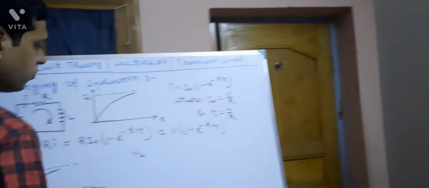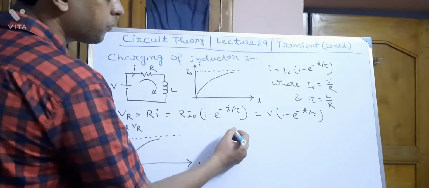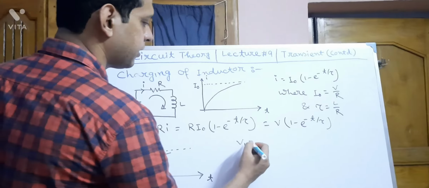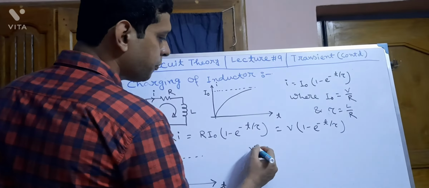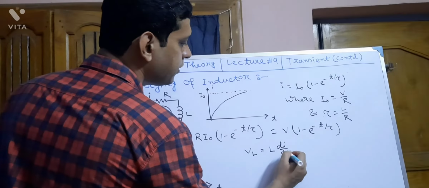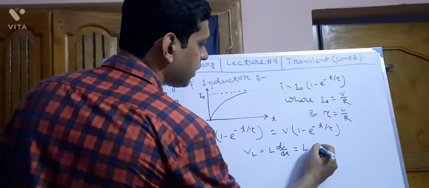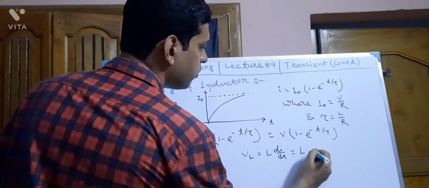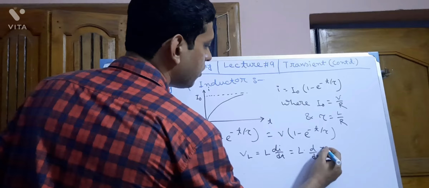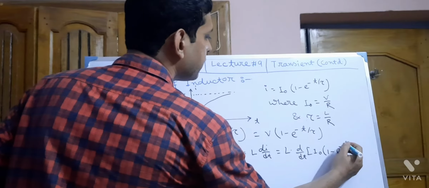Now we want to determine the expression of the voltage across the inductor, or VL. We know that VL equal to L di dt, and i is equal to what? i is equal to I0 into 1 minus e to the power minus t by tau.